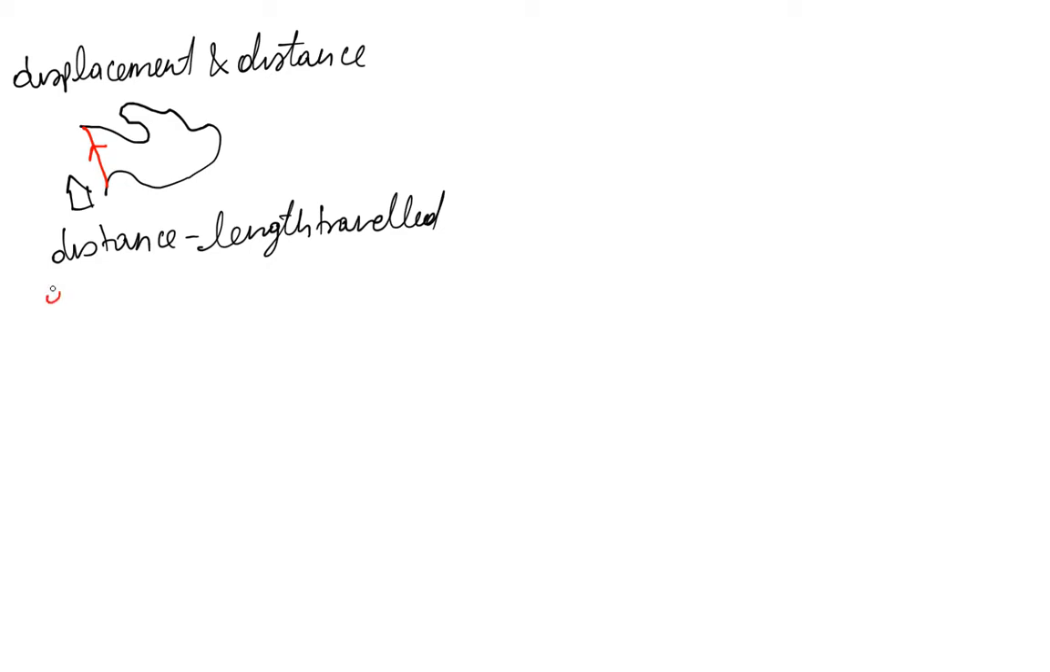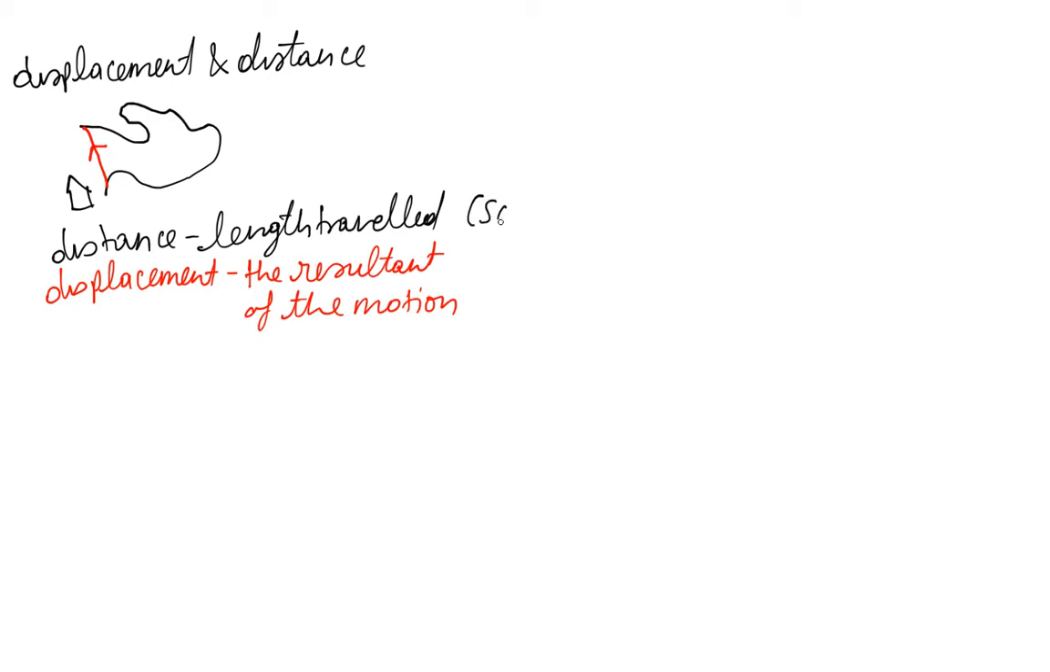So displacement is the resultant of the motion, and if you recall from the last class, distance should be what? It should be a scalar, because it's just a number. Displacement should be a vector because this is the resultant of your motion. So displacement is a vector which tells you not only about the direction but also the magnitude of the motion. So this is very important.